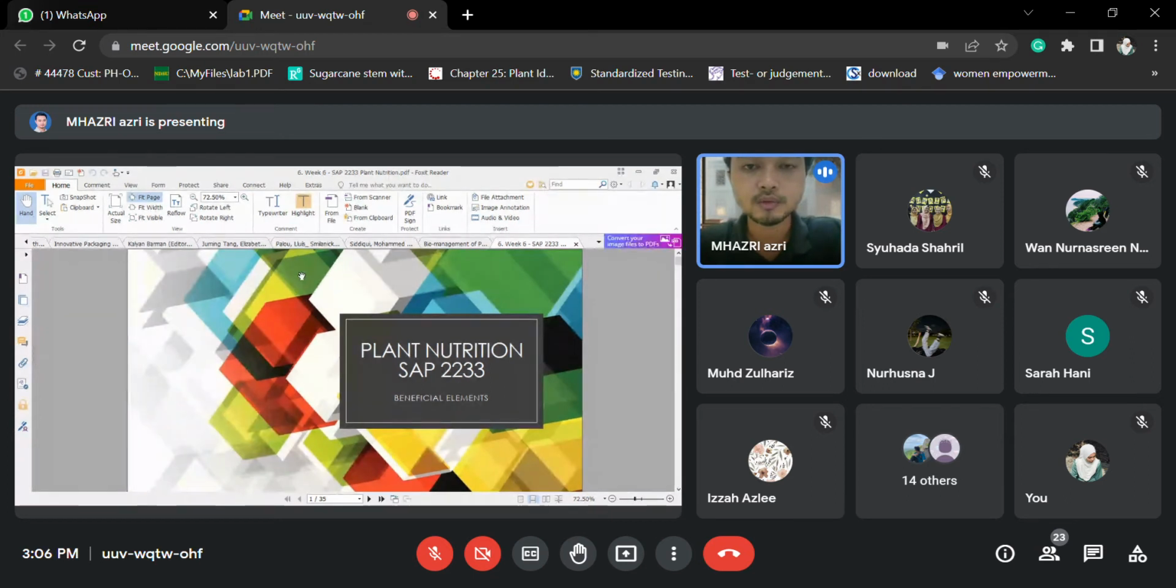So macronutrients ada dua, primary macronutrients dengan secondary macronutrients. What is the difference between primary and secondary? Primary, the quantities required by plant from 0.5% dan lebih daripada dia punya dry mass.